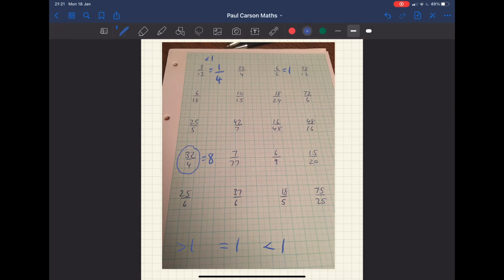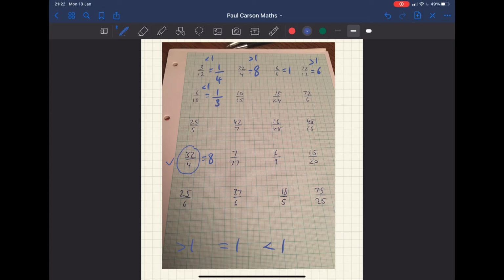Okay, so 32 divided by 4, that's more than 1. I've actually had that one already down here, and it's equal to 8. 72 divided by 12, that's more than 1 as well. The number on top is more than the one on the bottom, and the answer is 6, because 12 times 6 is 72. 6 divided by 18, that's less than 1. The largest number that goes into both 6 and 18 is 6, so 6 into 6 goes once, 6 into 18 goes 3 times.